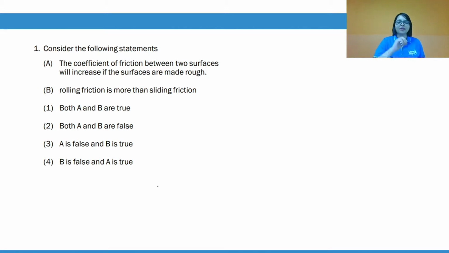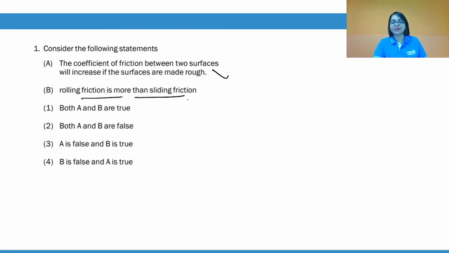Yes, the friction depends on the nature of the surfaces, the roughness of the surfaces, right? If surface is rough, then friction will be more, right? So yes, mu will increase with the increase in the roughness of the surface. So this statement is true.